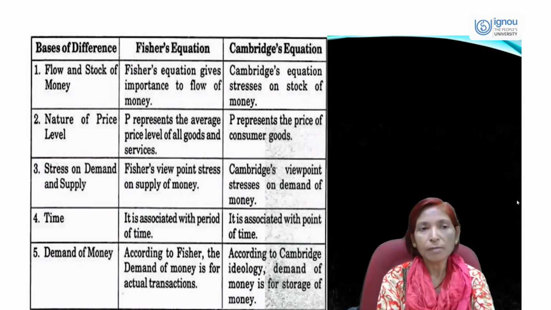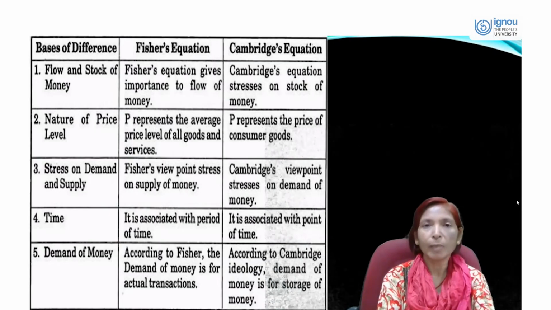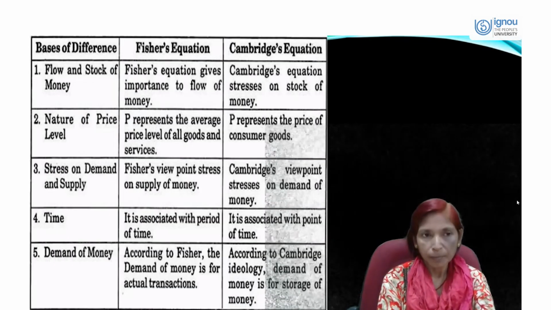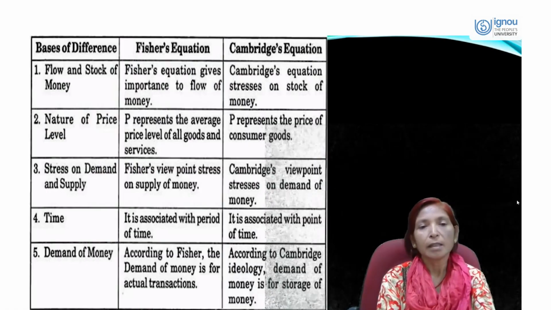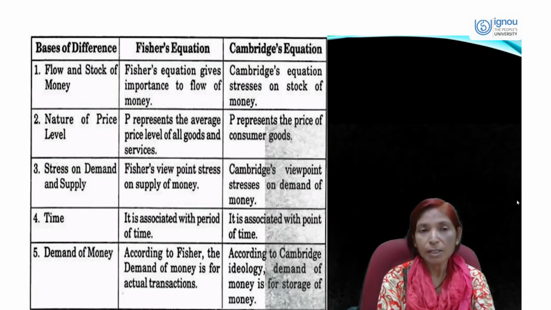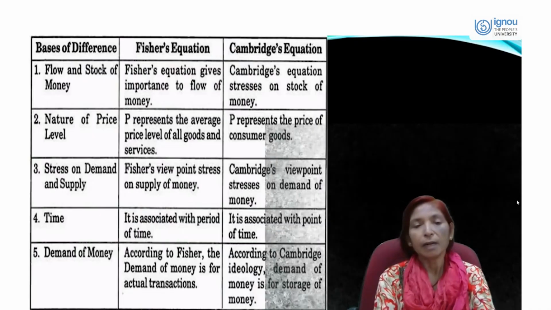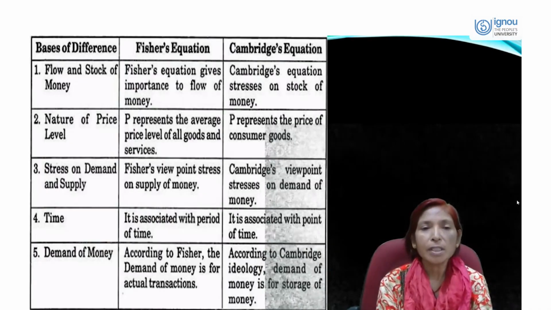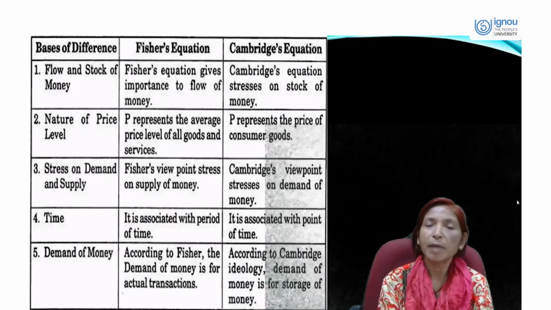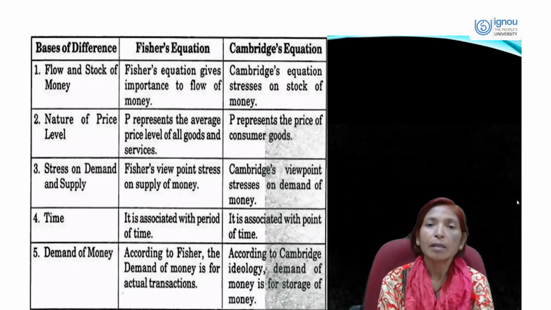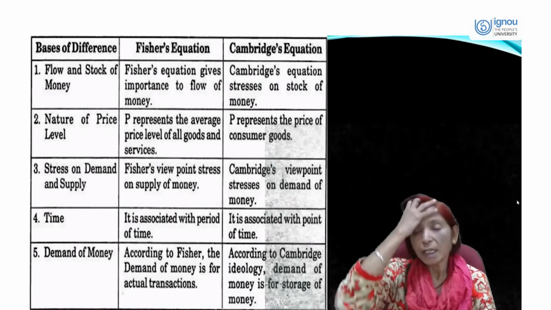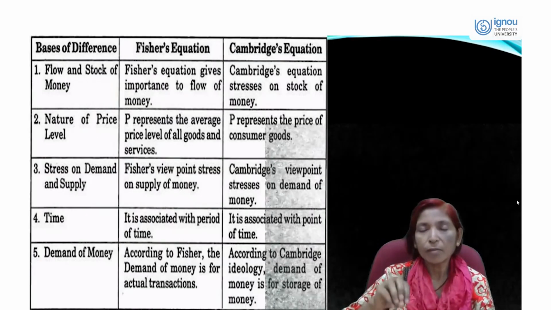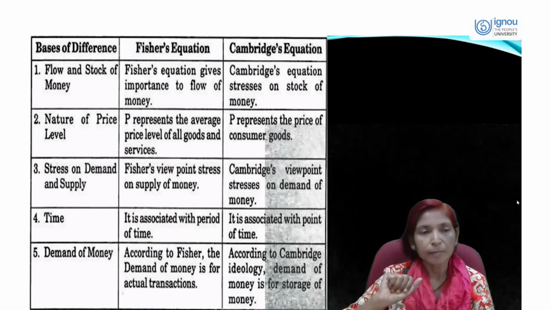Fisher's equation gives importance to the flow of money because it is related with money supply. Here M' is change in money supply and V' indicates change in velocity of money. So Fisher's equation gave importance to the flow of money, and the Cambridge equation gives main importance to the stock of money, not the flow of money.